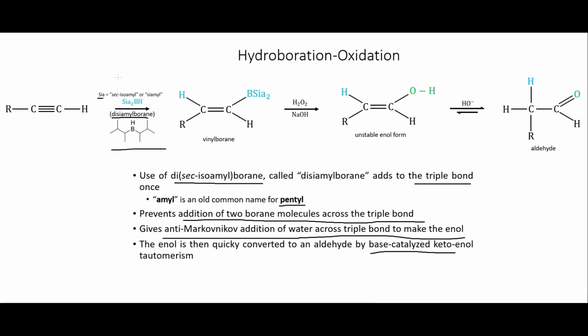So what we see is this sec-isoamyl here is going to add onto this carbon right here, while the hydrogen from it will add onto this carbon, so we end up with this vinyl borane right here. We bring in our hydrogen peroxide and the sodium hydroxide here to generate this unstable enol form. Then we will do our base catalyzed keto-enol tautomerism to get to this. And so the keto form is actually an aldehyde in this case.